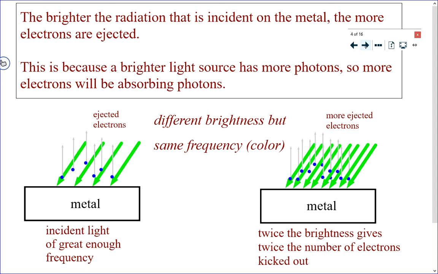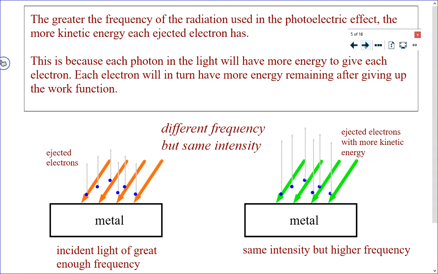The other thing we learned is that if you keep the intensity or the brightness the same, so you have the same number of photons striking the metal, you'll get the same number of electrons ejected. But if you increase the frequency, so we're going from orange light on the left to green light on the right, and green light has a higher frequency, if you go to a higher frequency light, then the electrons will be ejected with more kinetic energy. When the orange photons are absorbed by the electrons, they use some of the orange photons' energy to escape the metal, and they have something left over.